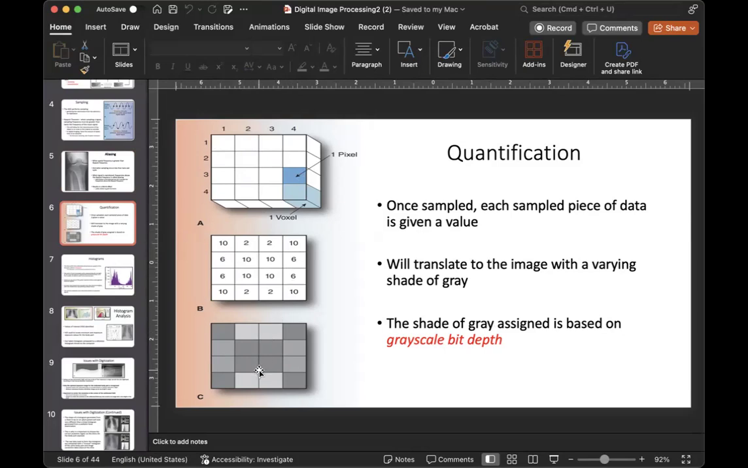And so that's where we end up with C. So we sample. Here's the quantification where we're giving a number to those values. And then the final stage is going to be those numbers converting to a shade of gray. And those shades of gray are based on that grayscale bit depth that we've talked about previously.